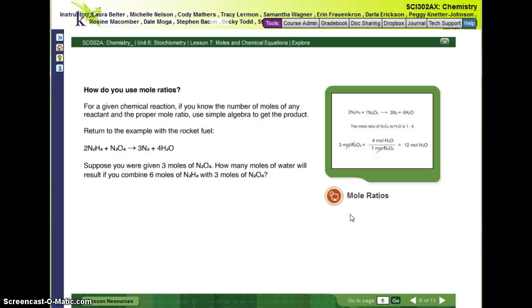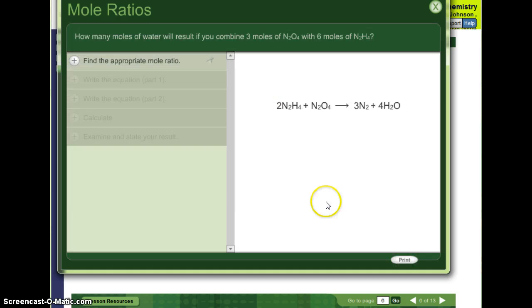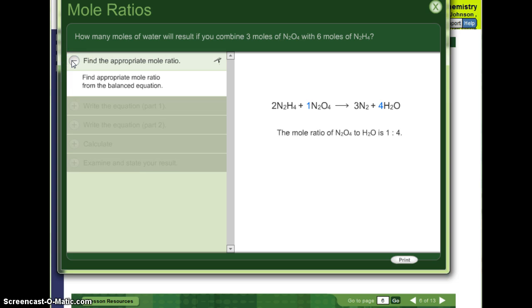This is 6.07, Part 2. So again, we just went over the mole ratios to find, if we have 3 moles of N2O4 and 6 moles of N2H4, how much water do we get? Just to quickly review, the ratio of N2O4 to water is 1 to 4.